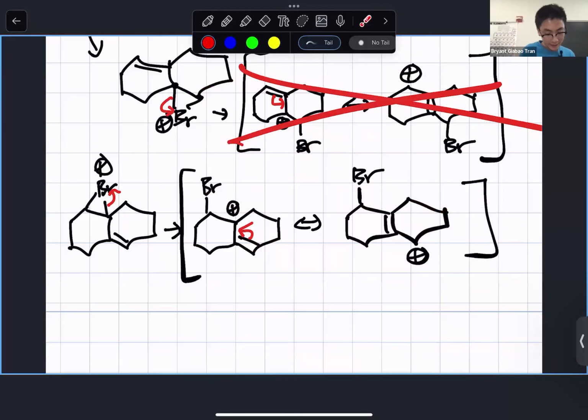Oh, there technically could be a wedge or dash, right? But I didn't include it there because I know that bromonium ring is going to break open and form a carbocation, which makes everything flat and planar, and it loses all stereochemistry. Yeah, no syn addition.